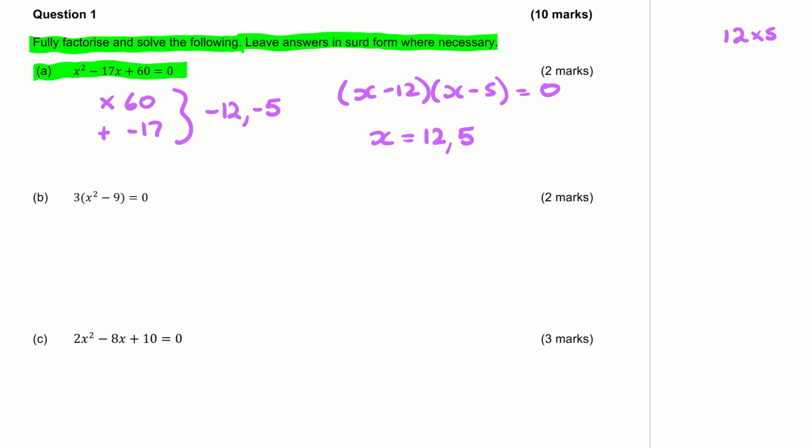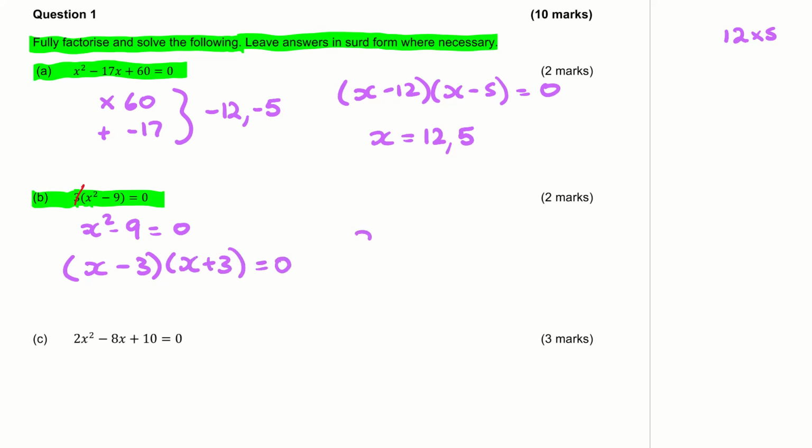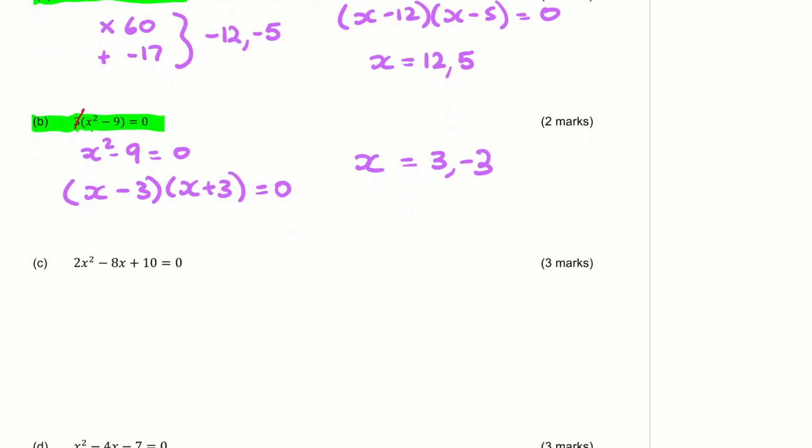For the next one, we have 3x squared minus 9 equals 0. Since 3 can't be 0, it must be the x squared minus 9 that is equal to 0. And that's just dividing both sides by 3. And we can factorize that as a difference of perfect squares. x minus 3, x plus 3 is equal to 0, giving us that x is equal to 3, or negative 3.